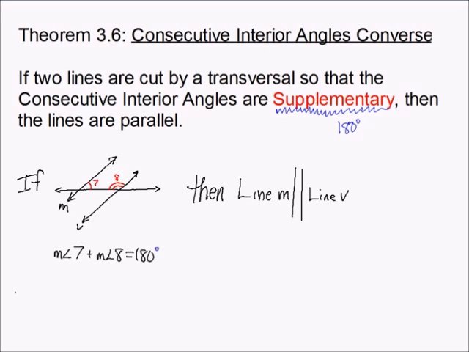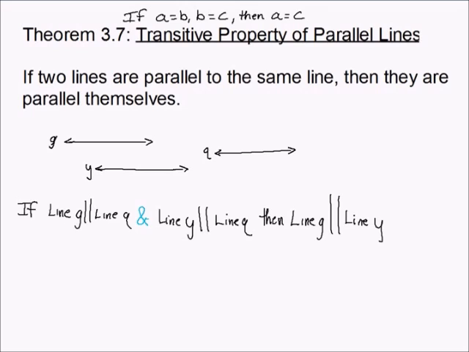Okay, so let's go ahead and look at some guided practice. Oh, no, I'm sorry. We have to remember this as well. Transitive property of parallel lines. If you don't remember what transitive property is, if A equals B, B equals C, then A equals C. Same thing goes with lines. If two lines are parallel to the same line, then they are parallel to each other.